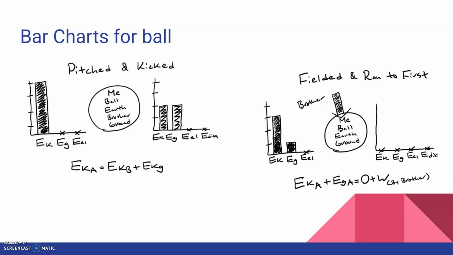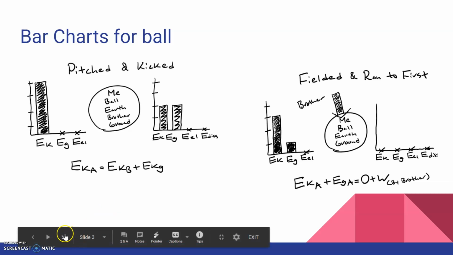And then on the right, we have nothing because even though my brother picks it up and runs to first base with it, he is not in the system. So when we go down to our equation, we put EKA plus EGA equals 0 plus work done, and I put work done by brother.